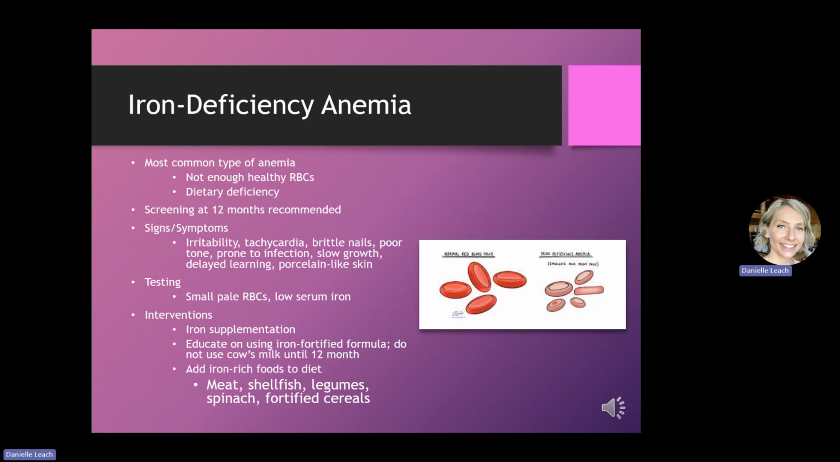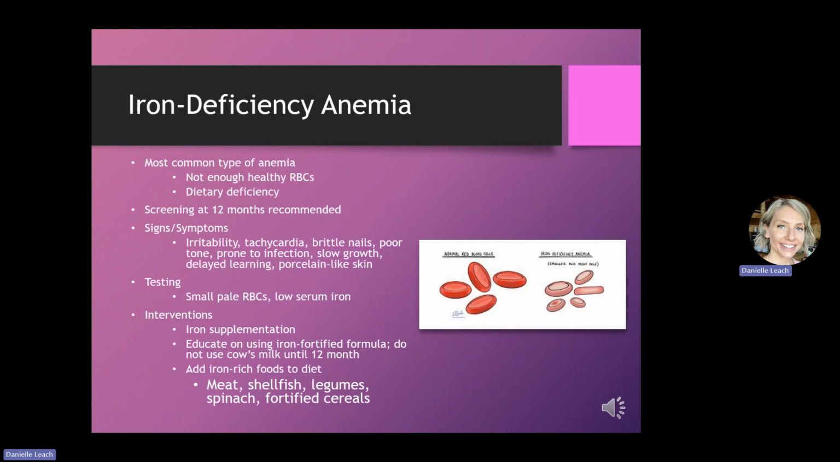Intervention-wise, this is a pretty easy fix because we can just give the child iron supplementation. So if we're talking about a baby or a toddler or even a small child, it's going to be a liquid iron. The problem with that is it stains both fabric and tooth enamel. It's also very gross to eat. But we also, of course, have pills for older children. There is IV or even IM in extremely severe cases.